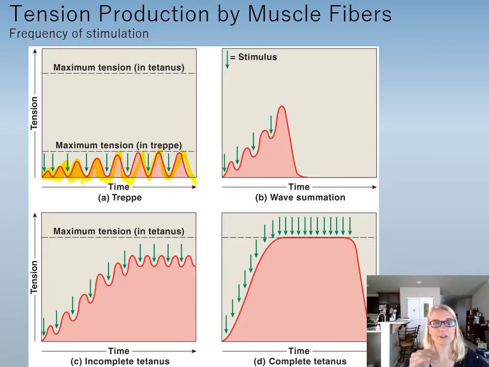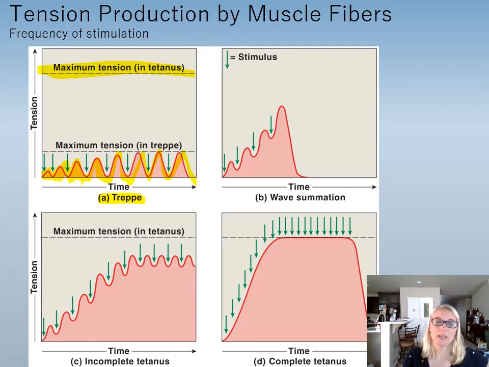And at every subsequent twitch, even though we're letting the muscle come all the way back down to rest, we increase the tension just a little bit. And this is what we call treppe. Treppe kind of means steps or stairs. So with treppe, we can't get to the maximum tension, that 100% tension here. It's not even close. But this is the maximum tension we can produce in treppe, when the muscle cell can completely relax in between each stimulus.